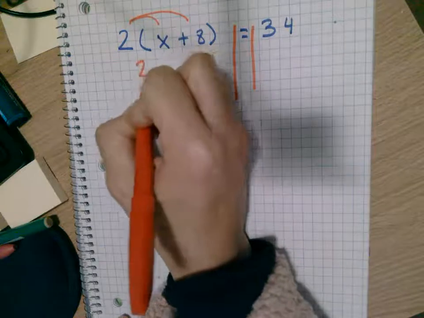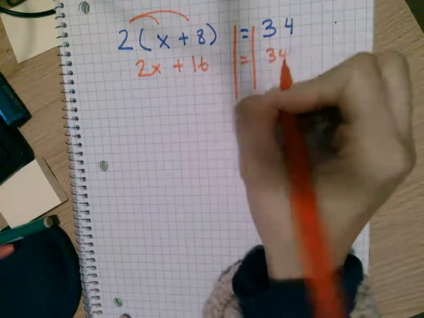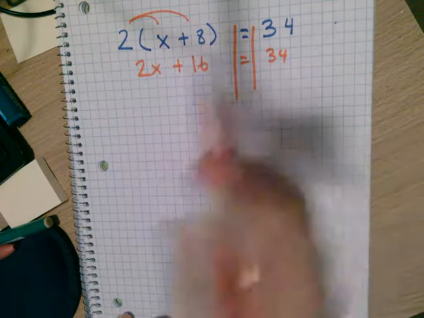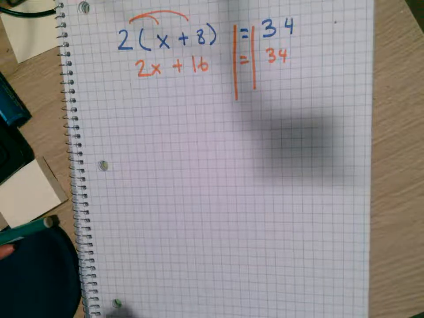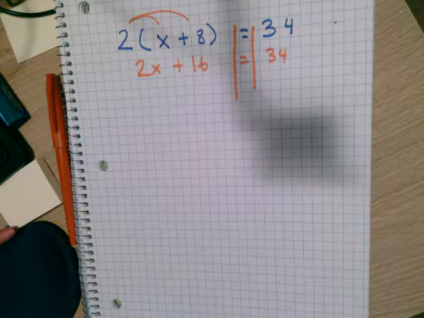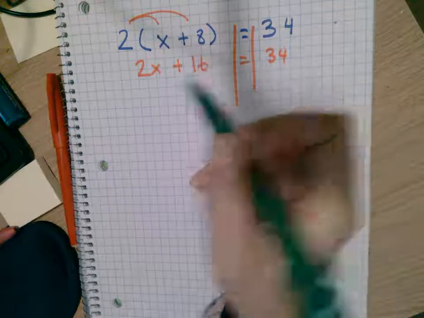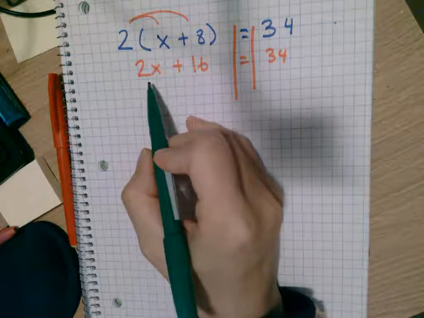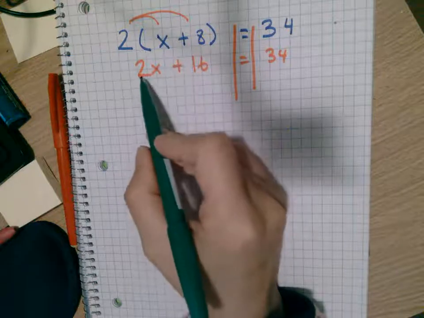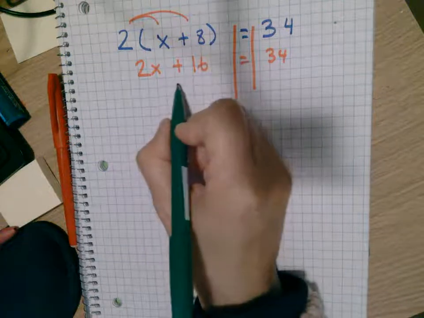So we get 2x plus 16 equals 34, because 2 times x is 2x and 2 times 8 is 16. Am I lagging for everybody? Okay, I'll go slower. You decide if you want to move the 2 or the 16. This goes back to what I taught you on Thursday. Check out those YouTube videos.